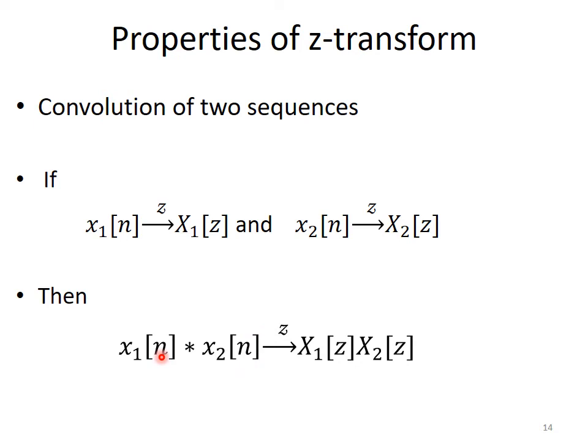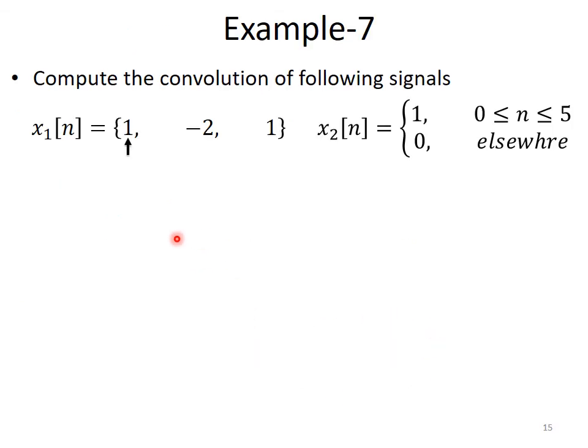Then the convolution between these two, x1 of n convoluted with x2 of n, in z domain is simply multiplication of their z transforms. Now let us find out the convolution of x1 of n given by this sequence and x2 of n given by this function, right? So first we need to find out the z transform of x1 of n and x2 of n separately, right?